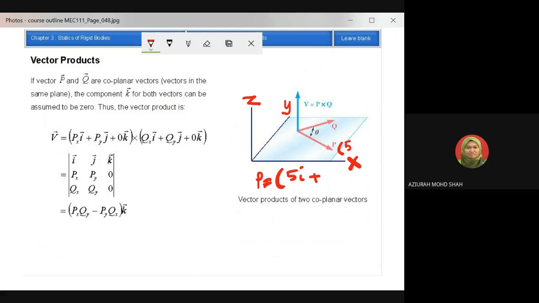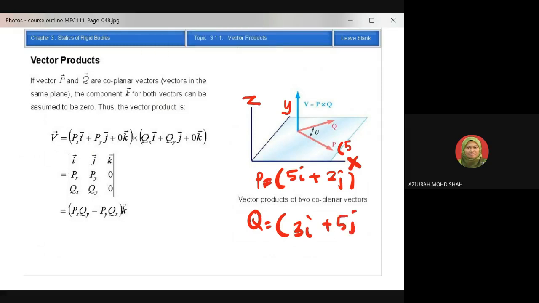Okay, so kita buat 5i. 5i nak ambil apa lagi J nak letak berapa? J is positif 2J. Okay, K kosong lah. So Z tak ada lah. Okay, Q kita letak dia katalah 3 ya. 3I positif. And then J nak letak berapa? J nak letak katalah 5J. Okay, 5J.